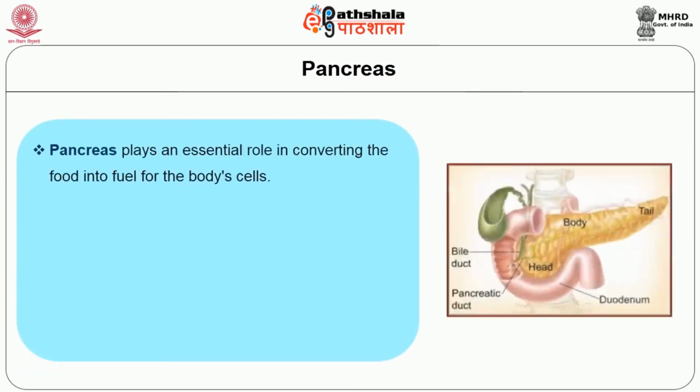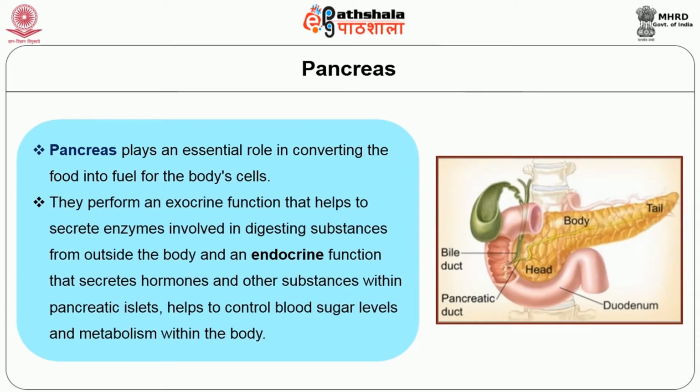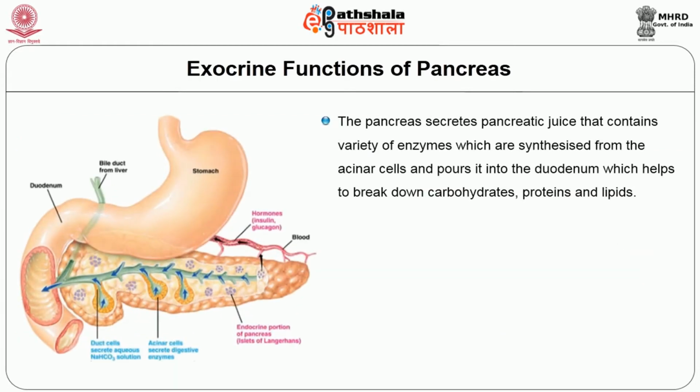Coming to the role of the pancreas in digestion, the pancreas, a major organ, plays a vital role in converting food into fuel for the body's cells. It performs an exocrine function that helps to secrete enzymes involved in digesting substances from outside the body, and an endocrine function that secretes hormones and other substances within pancreatic islets and helps to control blood sugar levels and metabolism within the body. Let us have an idea on the exocrine functions of the pancreas.